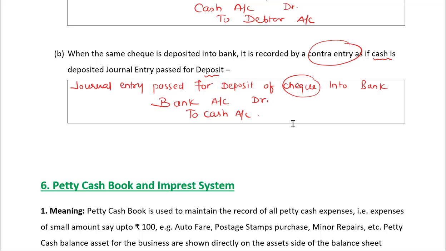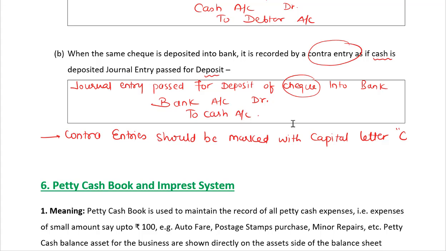So basically we have learnt one thing, that contra entries should be marked with capital letter C on both sides, the debit side and the credit side. Okay, students, we'll keep this lecture till here only, and we will continue further in the next lecture. Thank you.